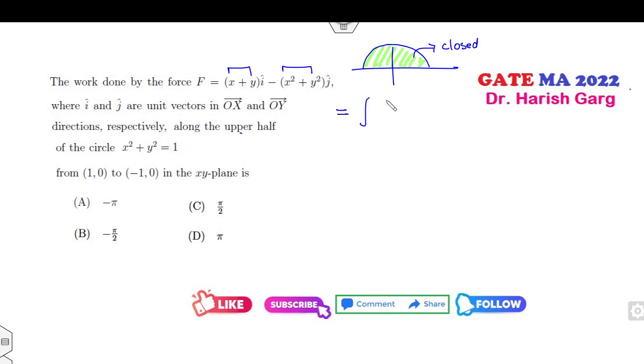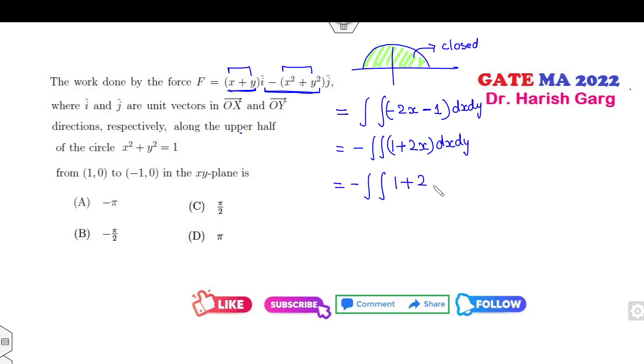I can apply the Stokes theorem. Partial derivative of this function with respect to x, minus of 2x, minus partial derivative of this with respect to y, into dx dy. So I can take a minus as common. It's 1 plus 2x dx dy. I can change into the polar coordinate because it's a circle. So 1 plus 2r cos theta into r dr d theta. What are the limits? Circle having radius 1 and the angle is 0 to pi because of the semicircle.